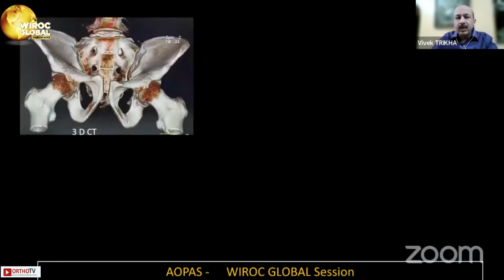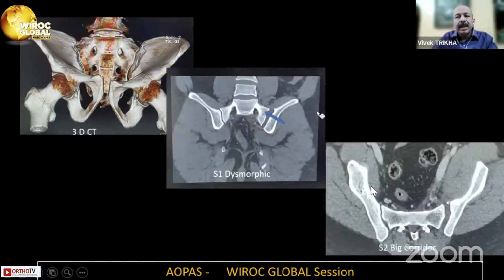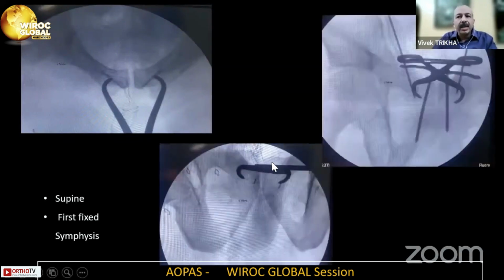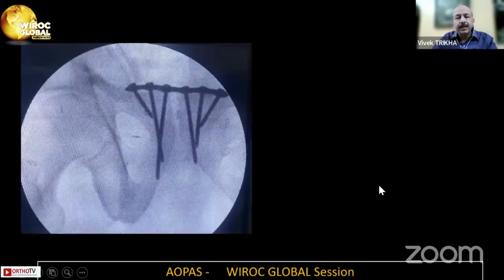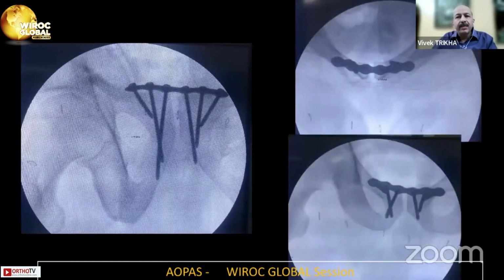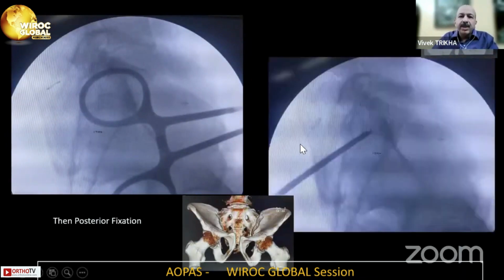So this is the 3D scan of our index case. These are the alar slopes, and you can see the neural foramina is very high, as well as the S2 corridor is very big in our axial scans. So what we did, it was a supine position. We fixed the symphysis first, like the standard ones. We had the symphysial fixation done with 3 screws on either side, and we had accurate reduction of the anterior symphysis. And we planned for an iliosacral screw fixation, which we planned to put for the S1 in an oblique fashion.